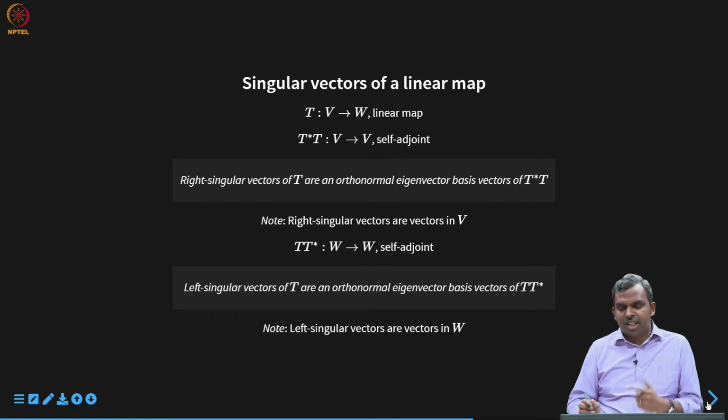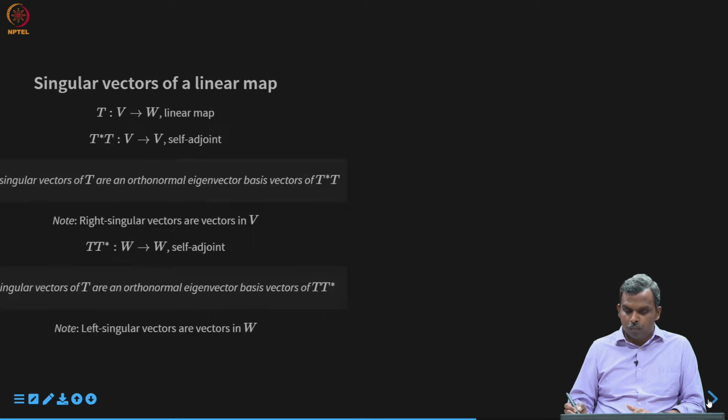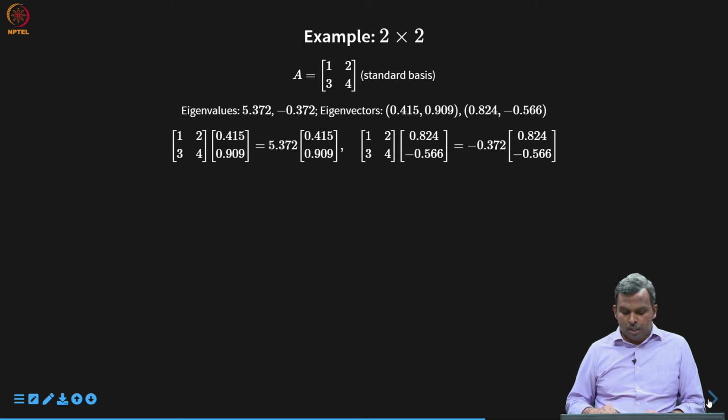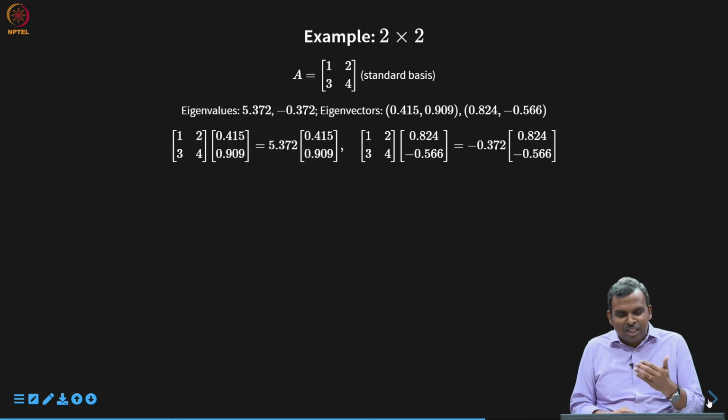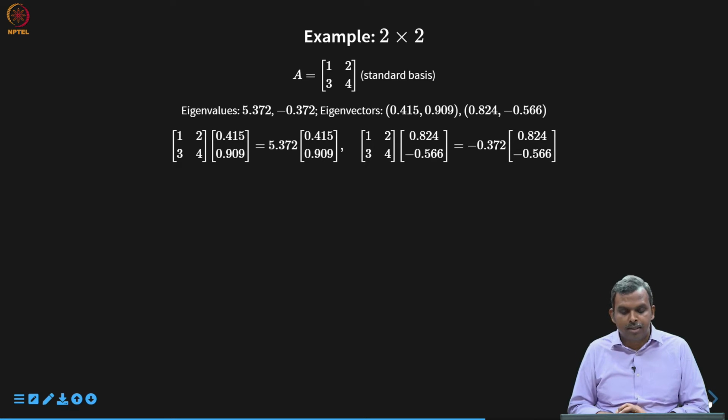Let us see a couple of illustrations and computations and some surprising properties which we will eventually prove later on. The simplest example is a 2 by 2, and I have been doing this 1, 2, 3, 4 throughout this course. So we can pick up the 1, 2, 3, 4 again. You have a matrix A, 2 by 2, which is 1, 2, 3, 4, in the standard basis. That is an easy thing to start with.